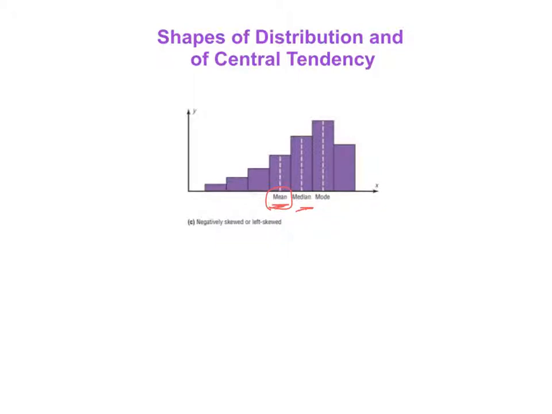So the order of the mean, median, and mode can tell you a little bit about the shape of a distribution. If they're all the same, you get symmetric. If you have the mean to the right, you get right skewed. Mean to the left, you get left skewed.